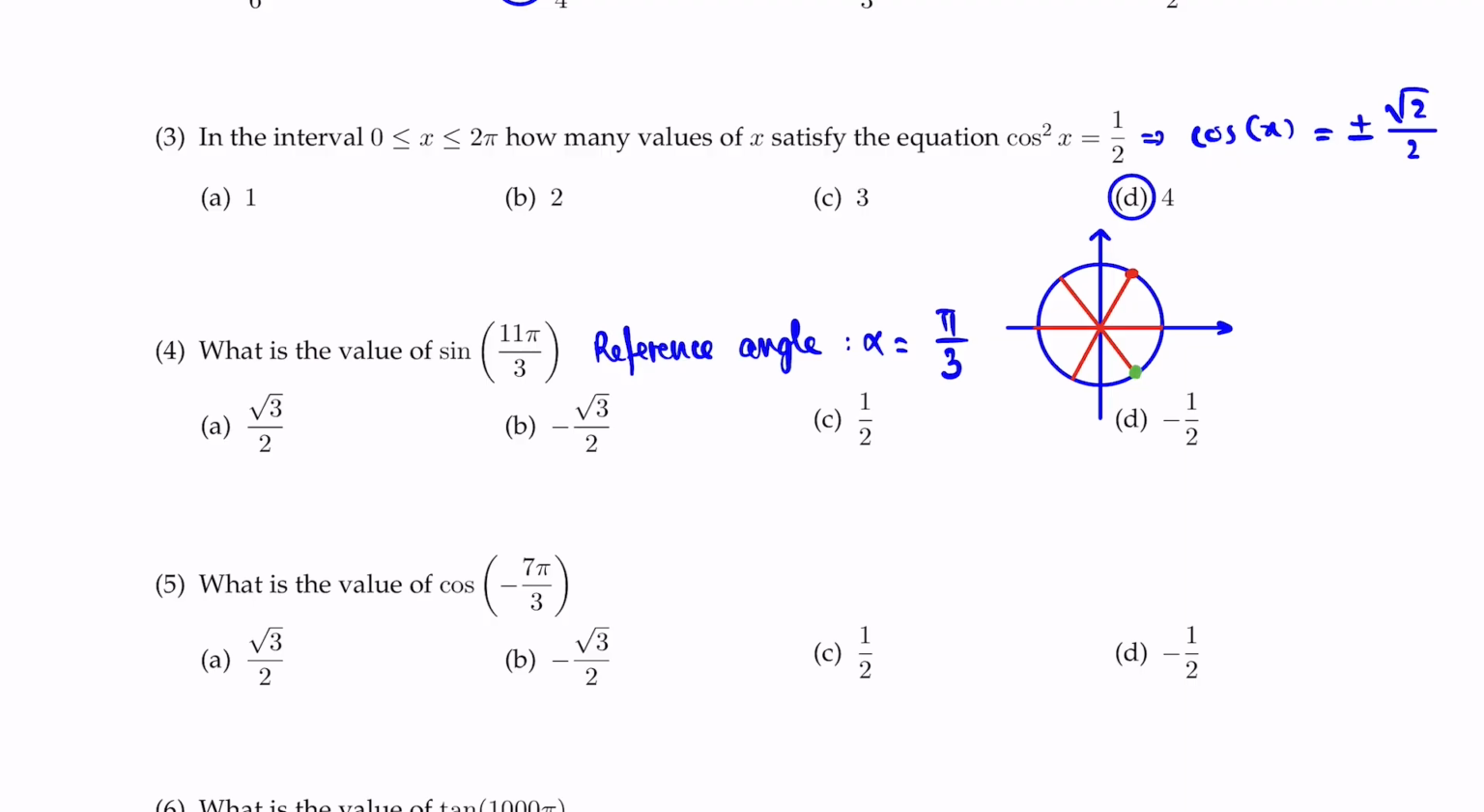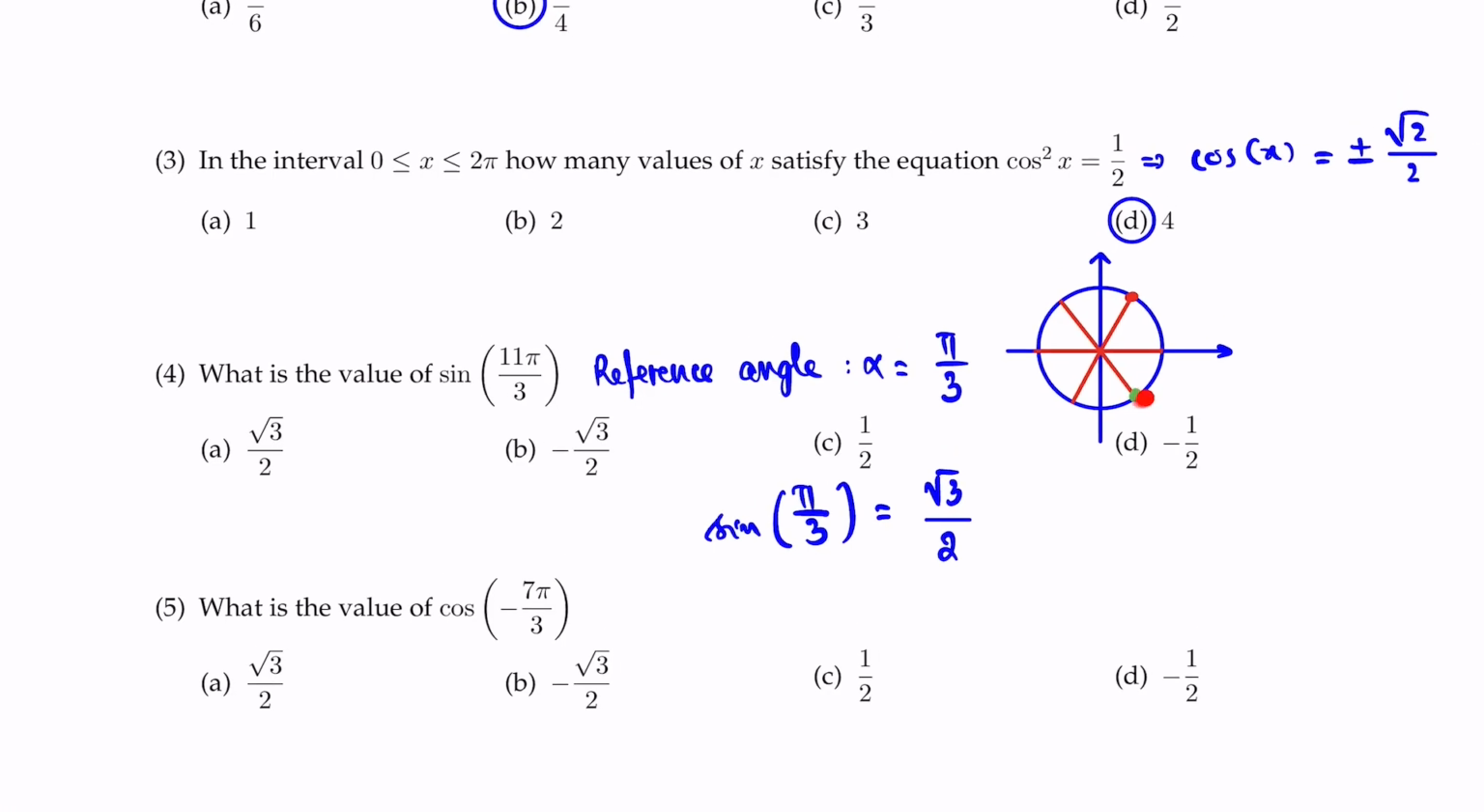So for 11 pi over 3, you want to calculate sine of 11 pi over 3. Again, the reference angle in this case is alpha equal to pi over 3, or sine of pi over 3 is equal to square root of 3 over 2. But the angle is in the fourth quadrant now. Therefore, the answer that you're looking for is negative square root of 3 over 2.